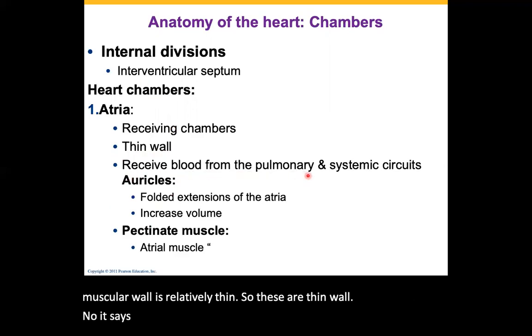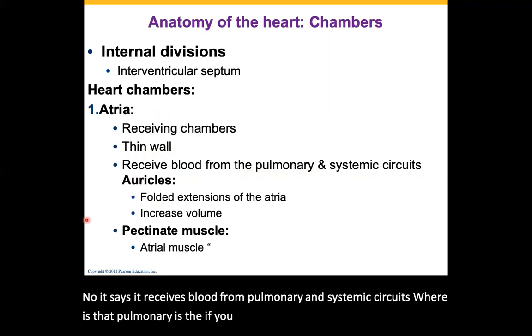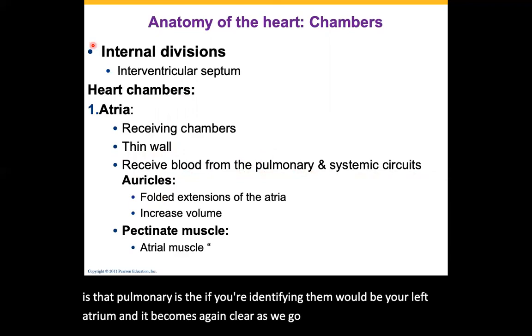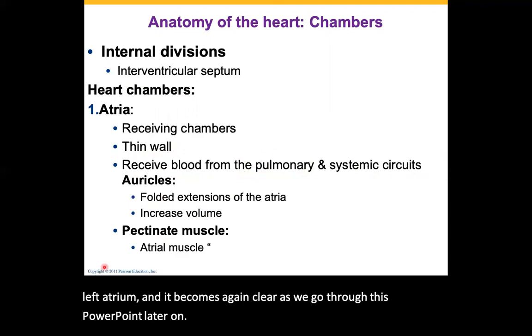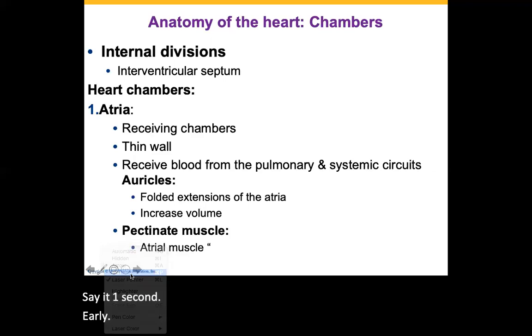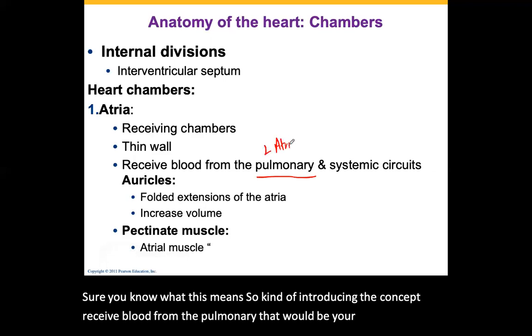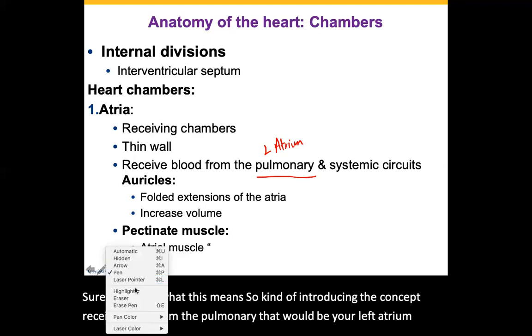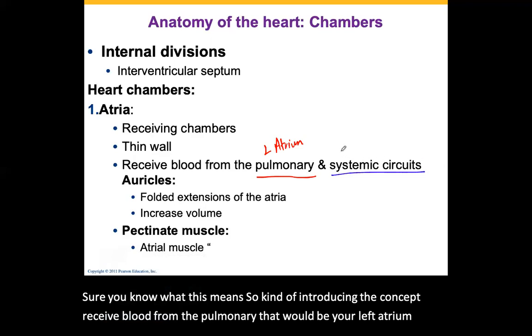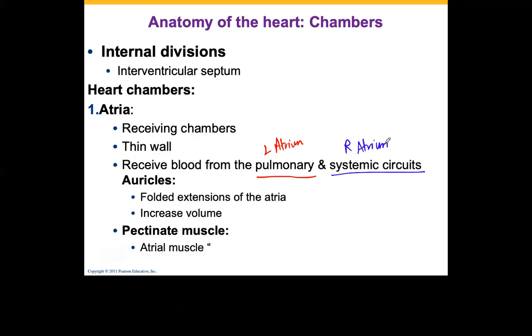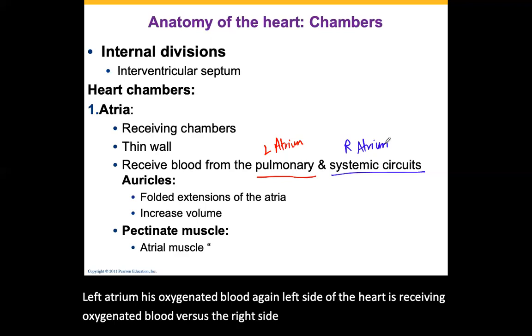Now it says it receives blood from the pulmonary and systemic circuits. So where is that pulmonary? If you're identifying them, pulmonary would be your left atrium, and it becomes clearer as we go through this PowerPoint later on. Let me show you what this means, introducing the concept. Receiving blood from the pulmonary circuit would be your left atrium, because the blood is already oxygenated and is coming back to the heart, and receiving systemic circulation blood would be your right atrium. Please pay attention to the color coding that I'm using. Left atrium is oxygenated blood. Again, the left side of the heart is receiving oxygenated blood versus the right side receiving deoxygenated blood.